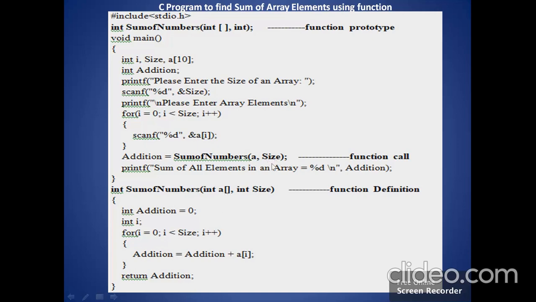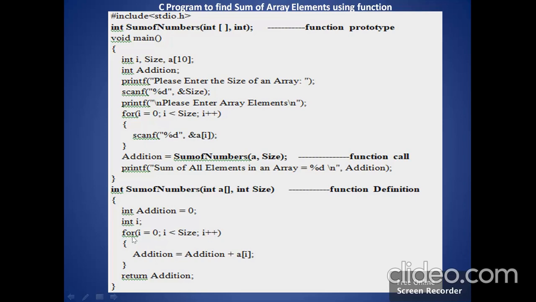Then the next formal parameter is int size. This formal parameter will receive the value present in the variable size. That value will be stored in this formal parameter, whose name is also size. After that, we move to the body of the function. Here also we have to declare all the variables used, that is addition and the variable i. And after that, we will use a for loop.